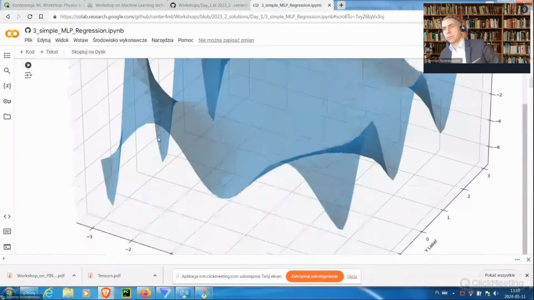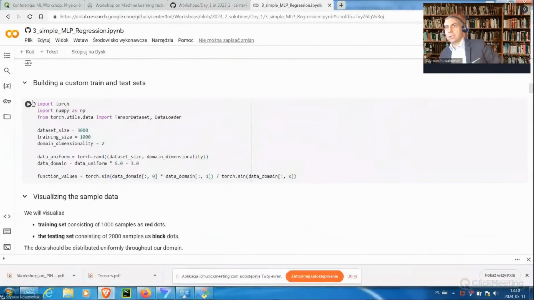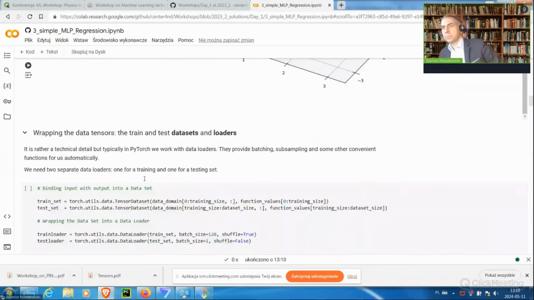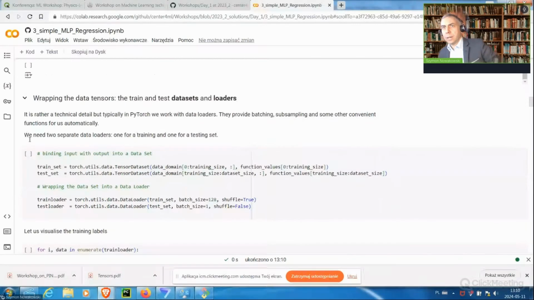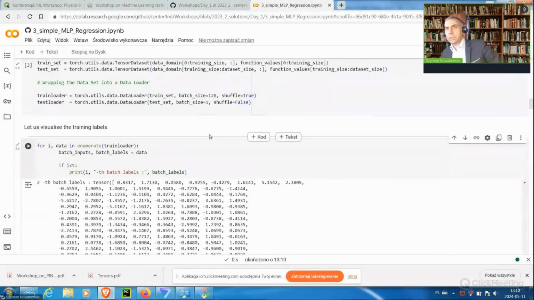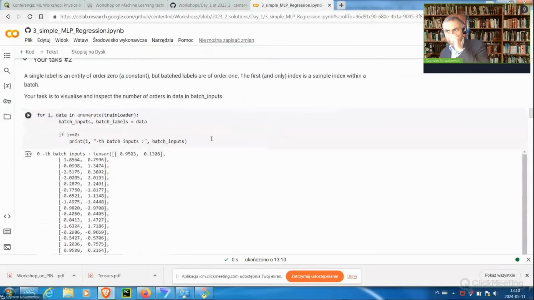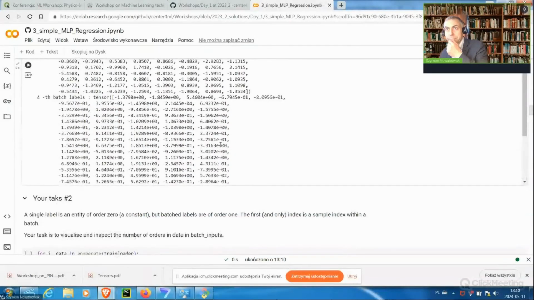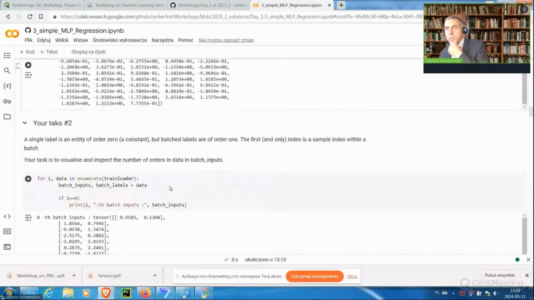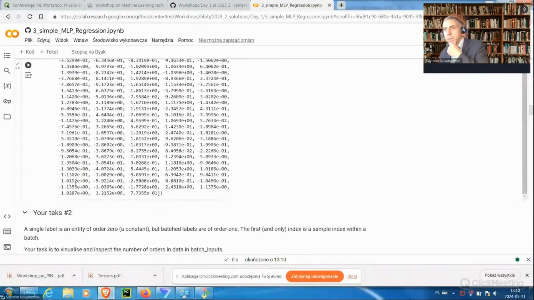We do not have to visualize it. We need to generate our domain. We do not need to visualize it at this point anymore. And we need to wrap the domain into dataset and data loader. And let's see if the visualization works. Yes, it does. And your task would be to visualize the inputs of the network.